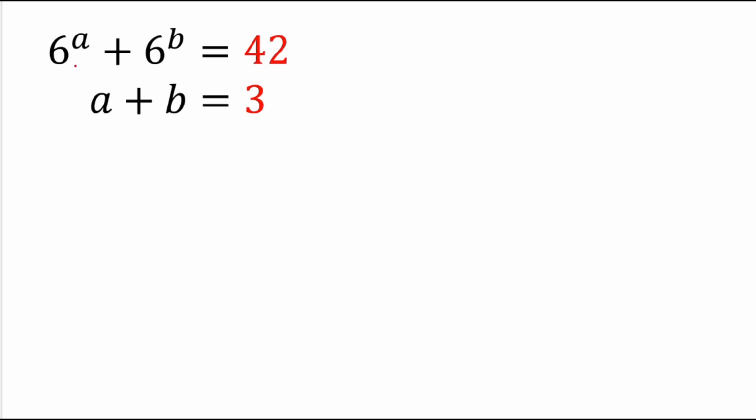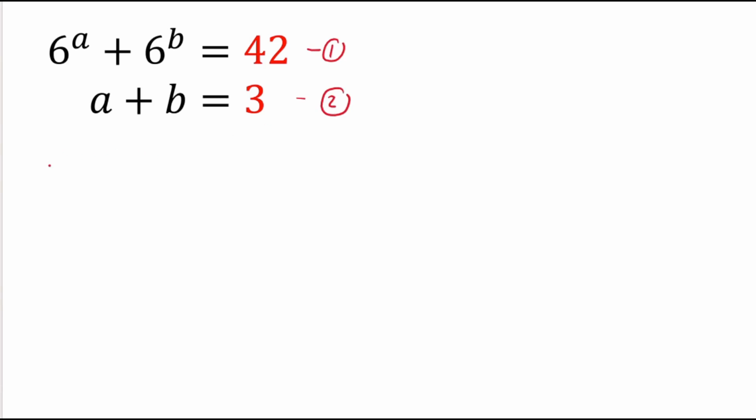Hello students, in this video we are going to solve 6^a + 6^b = 42 and a + b = 3. Here we will find the values of a and b. Let us consider the first as equation number 1 and the second as equation number 2.